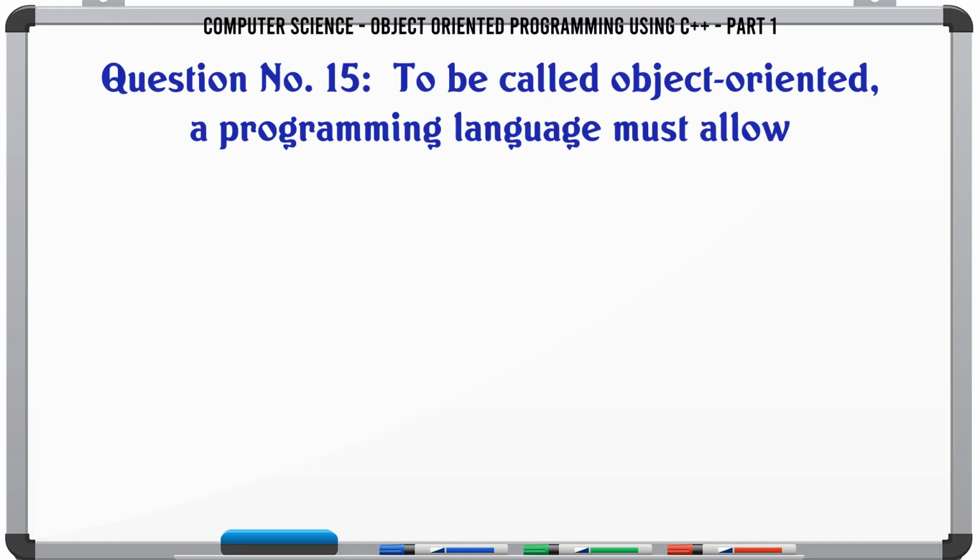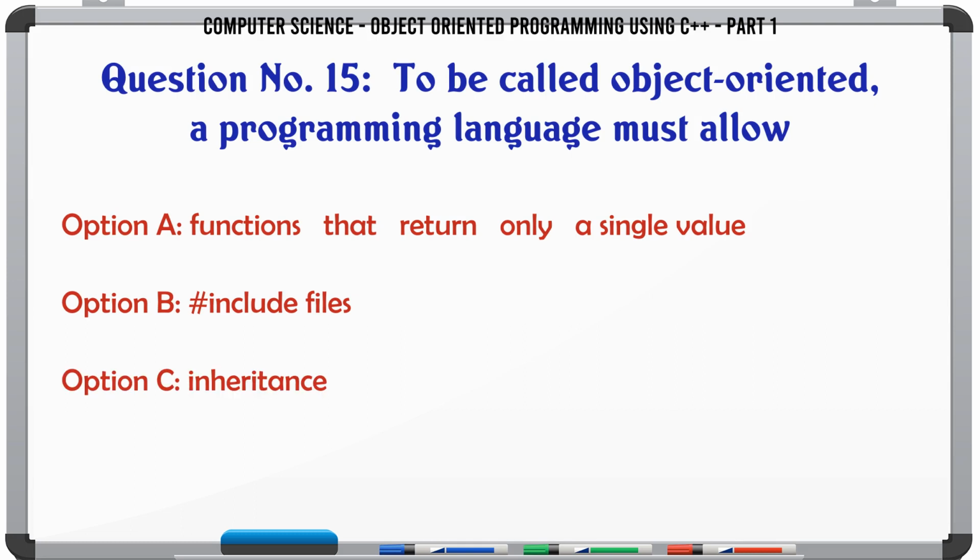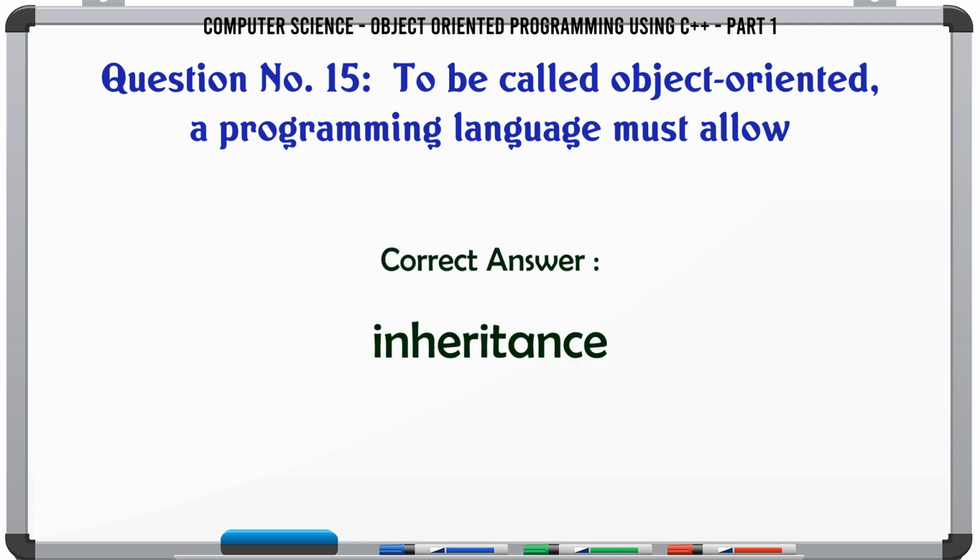To be called object-oriented, a programming language must allow A. functions that return only a single value. B. hash include files. C. inheritance. D. all of the above. The correct answer is inheritance.